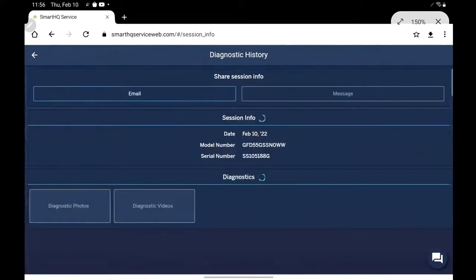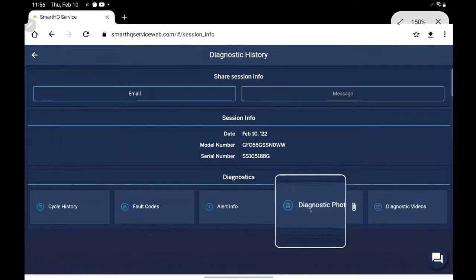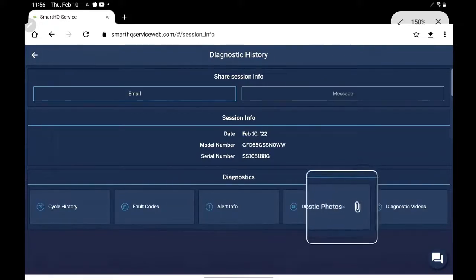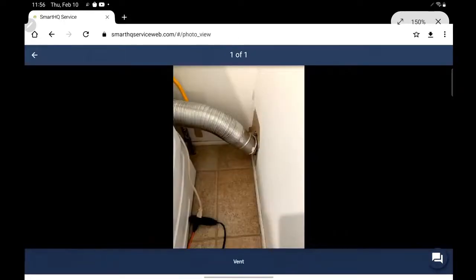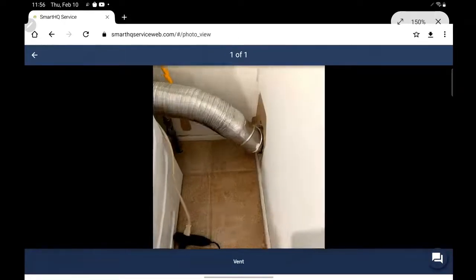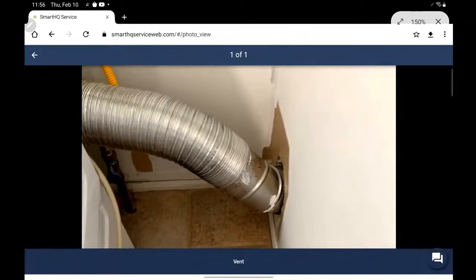So if I click on here, at that diagnostic history, I'm going to look for a little paper clip indicating that there's some kind of media. And yep, I see it right here, diagnostic photo, there's a paper clip. Let's click on that, and right there we have our dryer vent, and boom, you could see it right there. I can even zoom in to analyze, to look a little bit more closely, see what's going on.